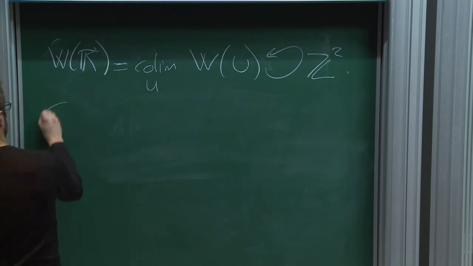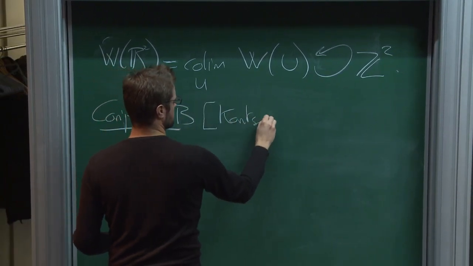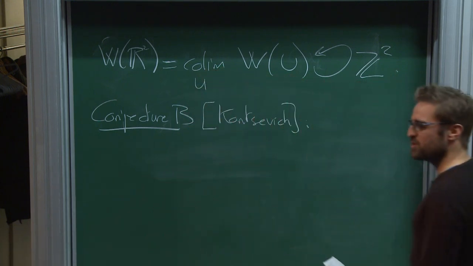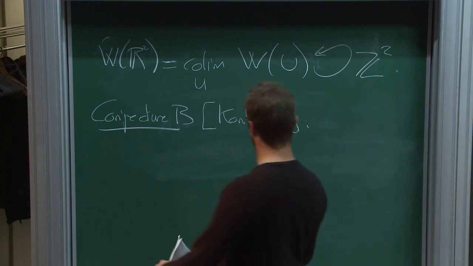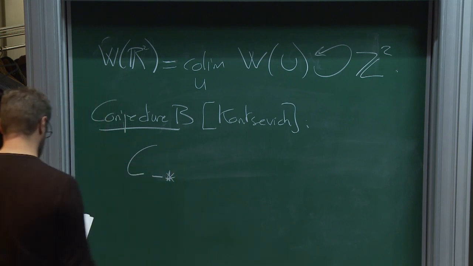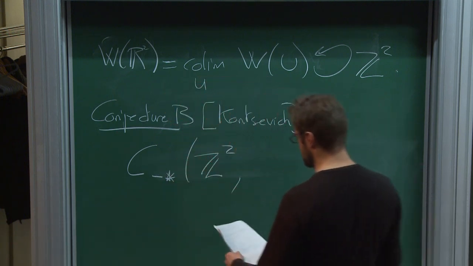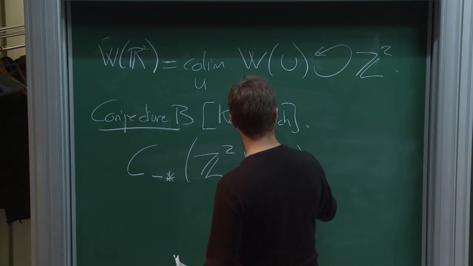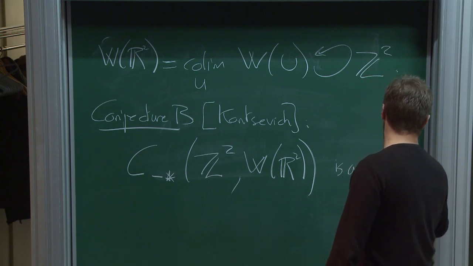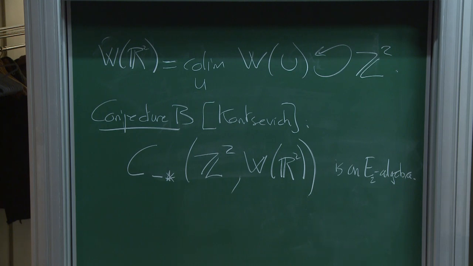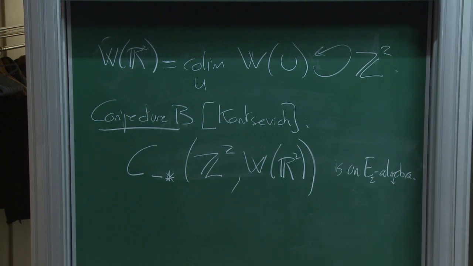And the conjecture, which I think is unpublished. I only heard people talking about this in talks, but I've never seen something written about this. It's that if you're taking the chains for the group Z2 acting on this representation W of R2, that comes equipped with an action of the chains on the little disks operad. And again, I studied everything in dimension 2, but that works in any dimension.